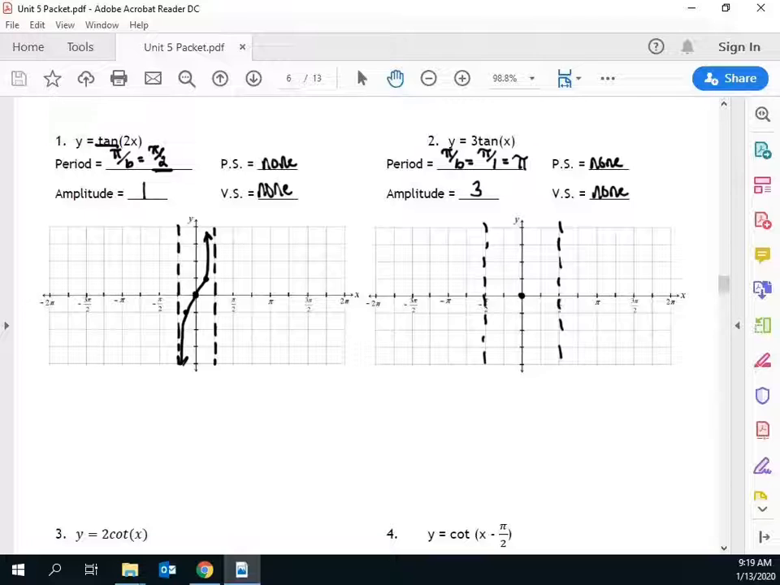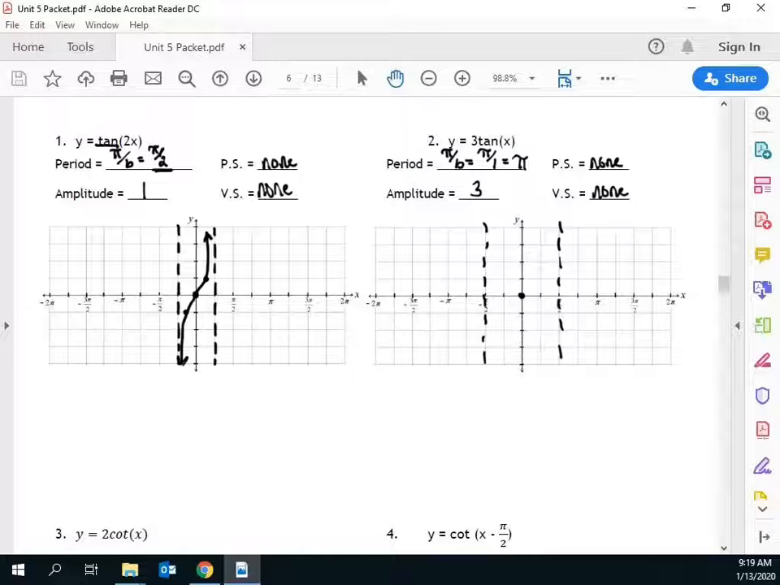Tangent's increasing, however, we do have an amplitude. So what is that called whenever we put a number in front of an equation? What transformation is that? Not a shift, but it's vertical something. Stretch. Vertical stretch. So we're going to take this graph that used to look like this. We're going to stretch it.